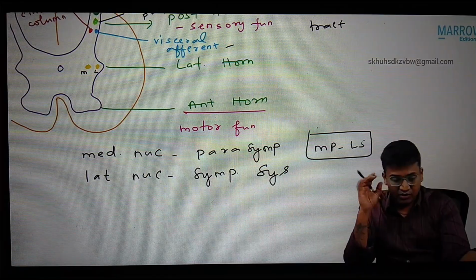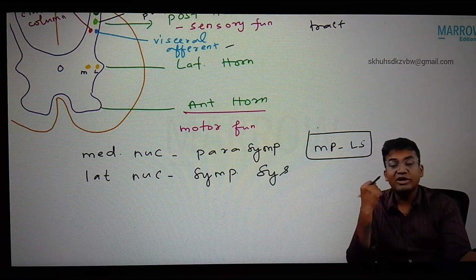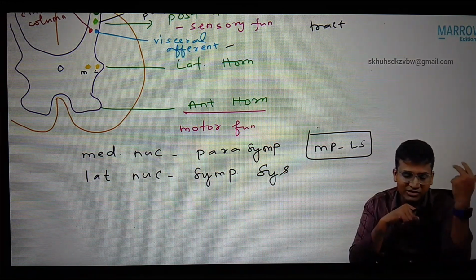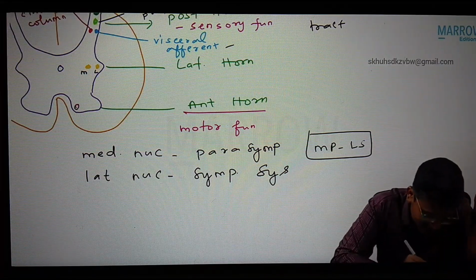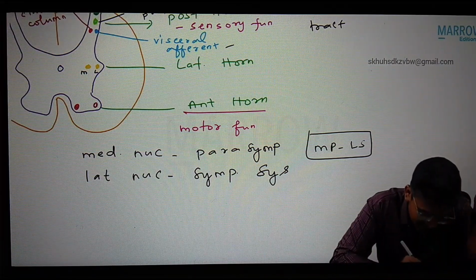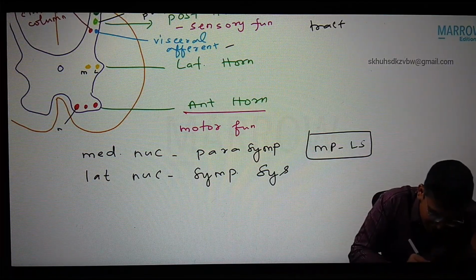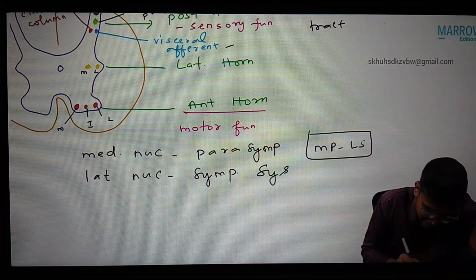Right. Now come to the anterior horn. The anterior horn is motor in function. We have motor nuclei, again three: the medial nucleus, the lateral nucleus, and the intermediate nucleus. So this is the medial nucleus, the lateral nucleus, and the intermediate nucleus.